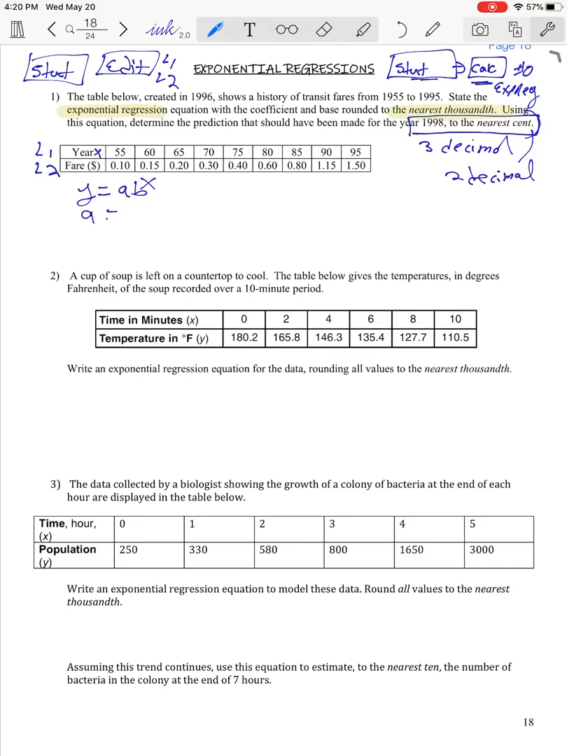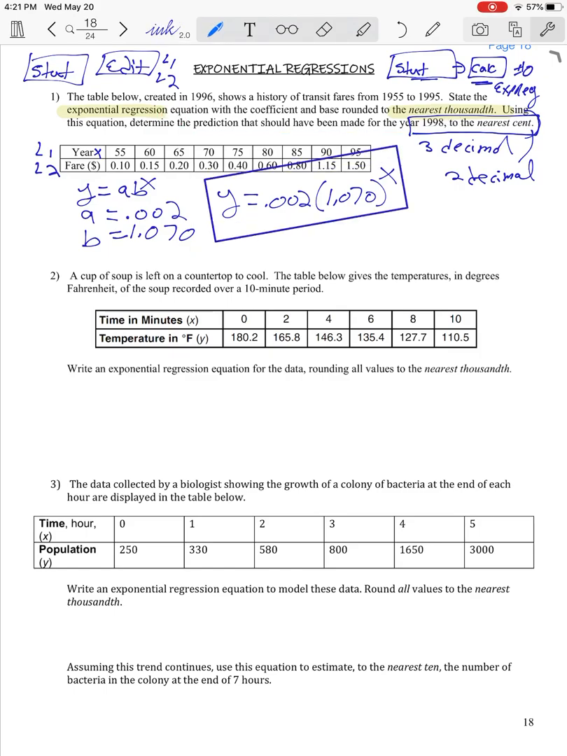So when I round to the nearest thousandths, 3 decimal places, I get a is 0.002 and b is 1.070. I don't want you to worry too much about the rounding. Do the best you can with it. I will not mark it wrong if you round a little bit incorrectly. Not done yet because I have to write the equation. Y equals 0.002 times 1.070 to the x power. That's your equation. So we found the equation from the table. There it is. That's the first part.